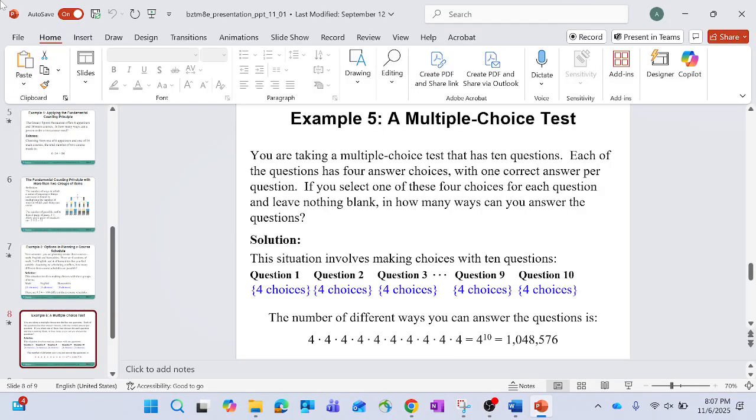So, a multiple choice test. If you have 10 questions, each one has 4 choices, you have 4 to the 10th ways of having different answers. So that is 1,048,576. That's essentially what the question's asking: if you have a 10 question test with 4 choices each, how many different ways can you answer? 4 to the 10th, because it's 4 times 4 times 4, 10 times, which is 1,048,576. We're good? Any questions about anything?